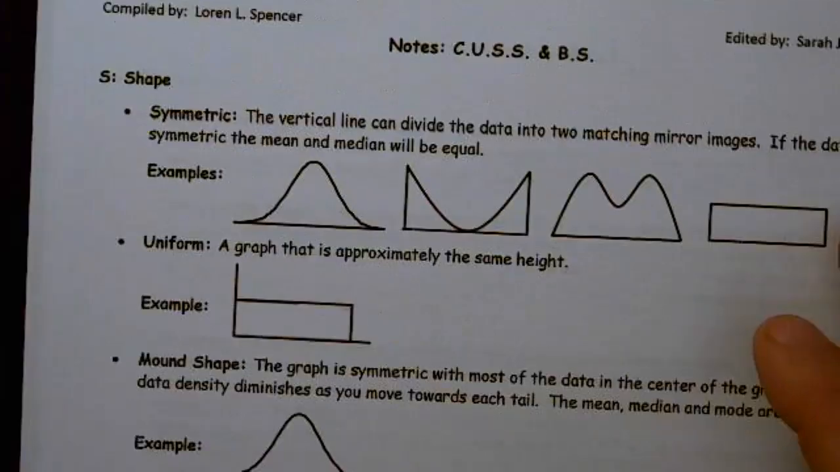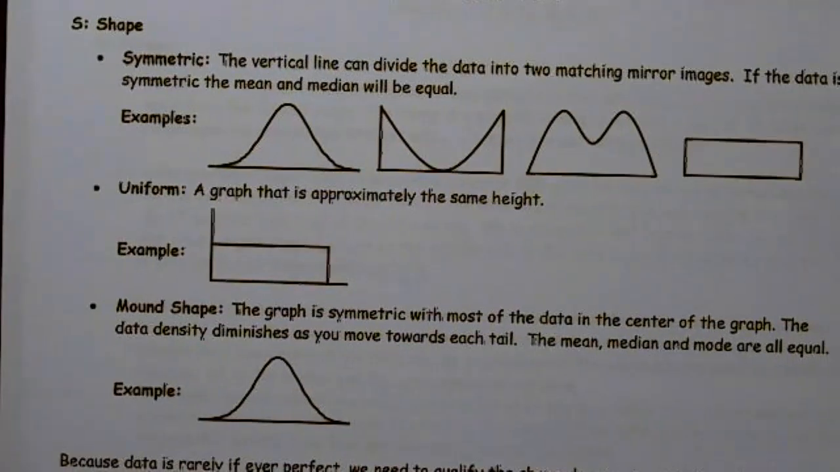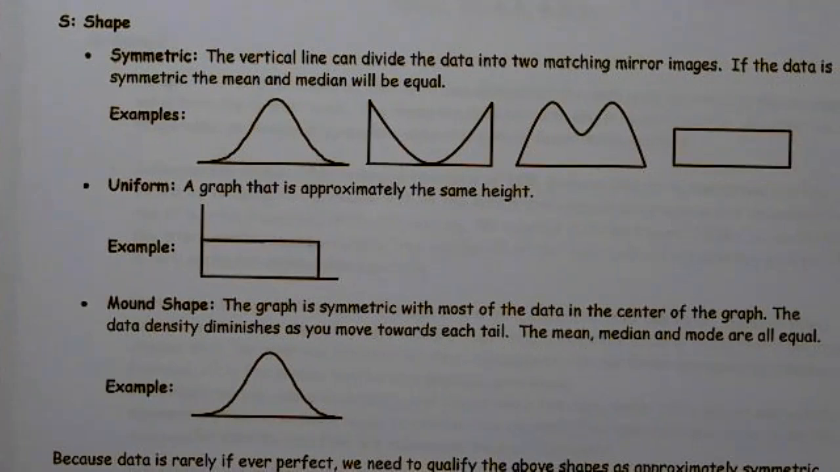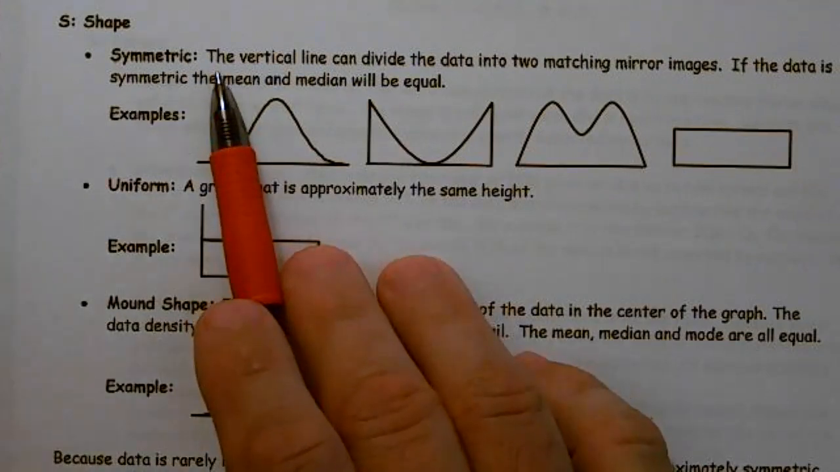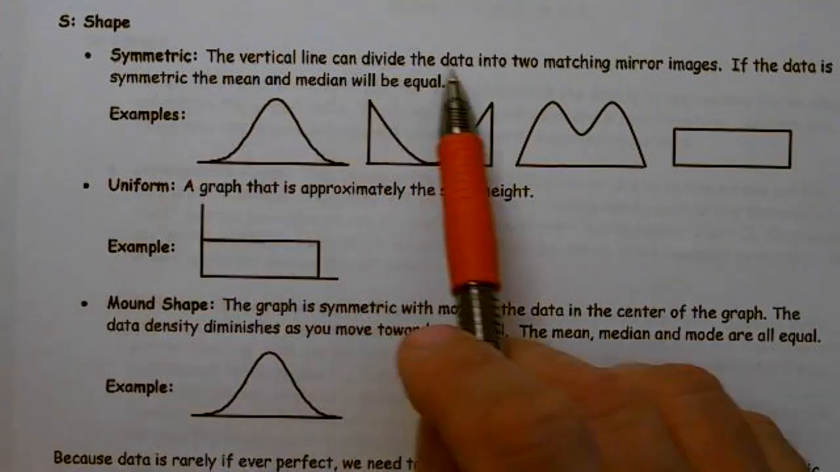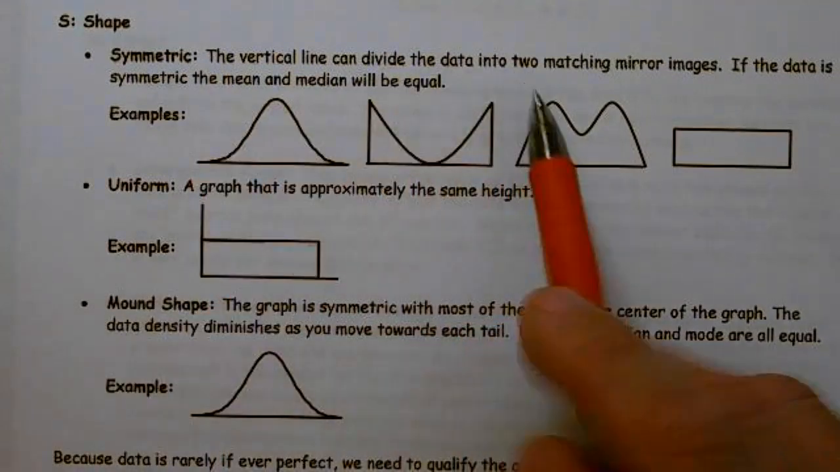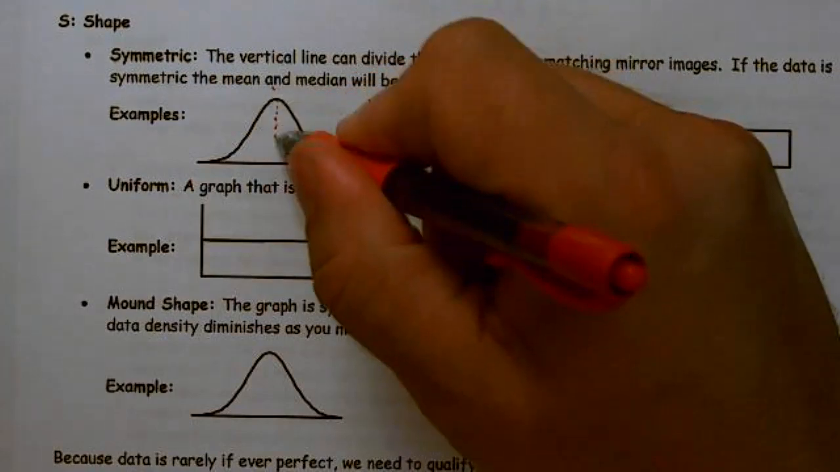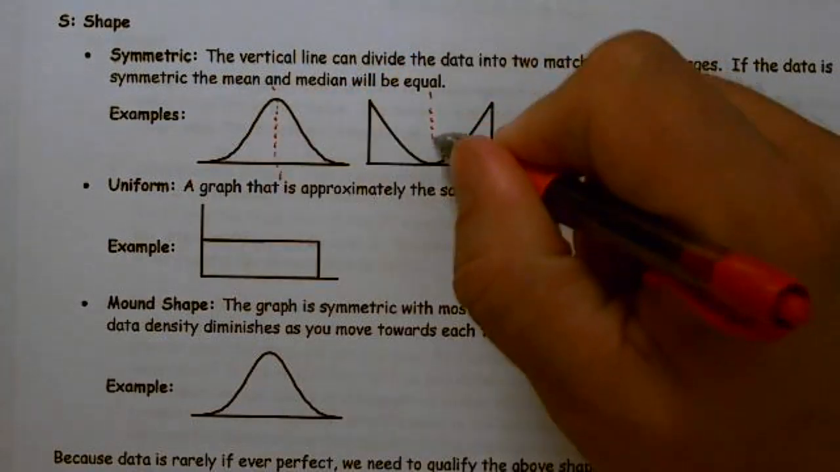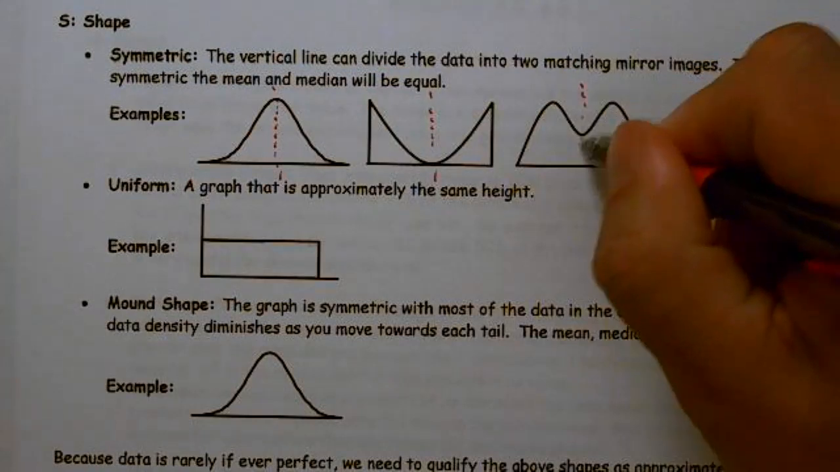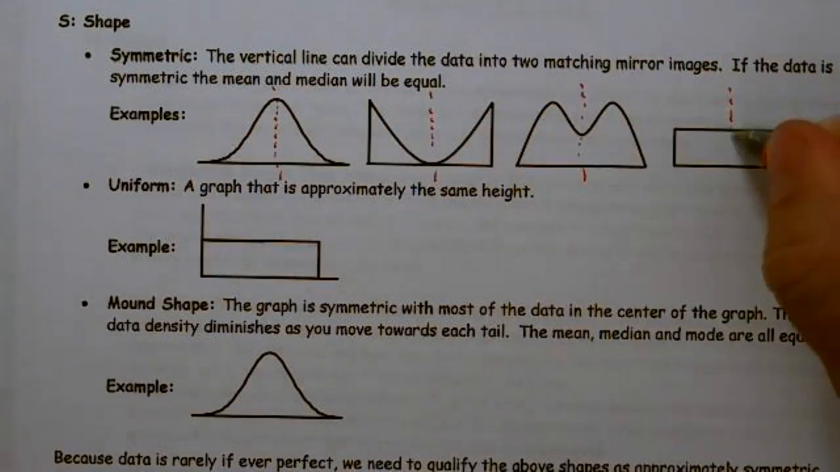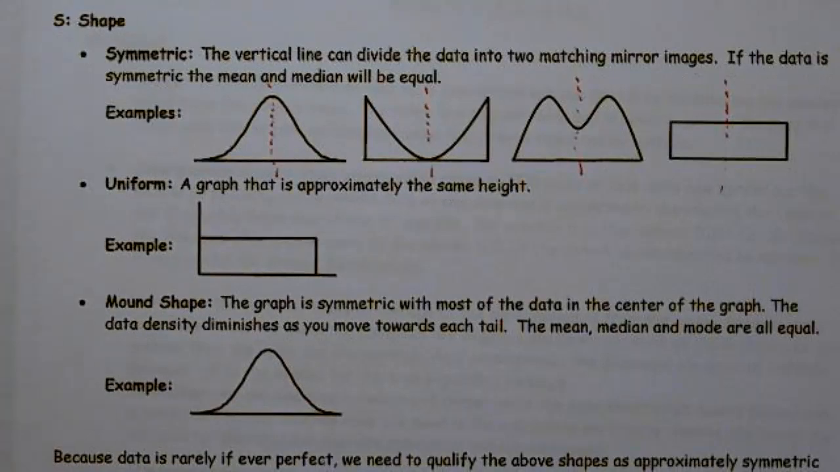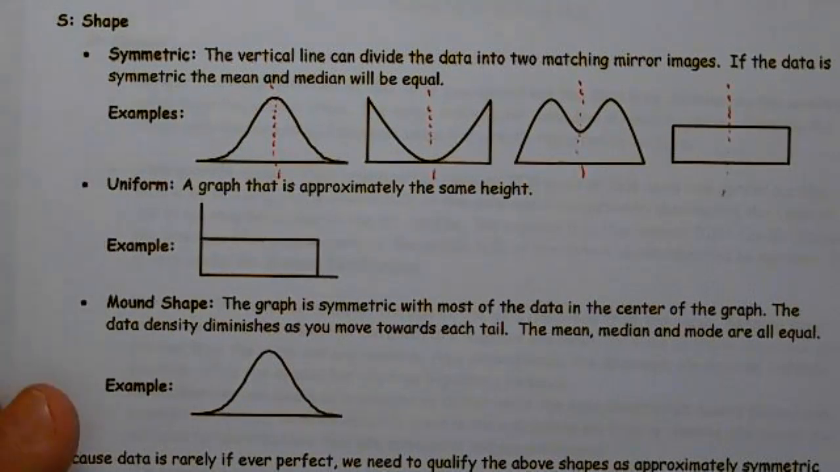Okay, so shape. We have lots of determinations for shape, and some of these shapes will fit into more than one group. If a shape is symmetric, that means we can divide it in half and get matching mirror images. If I drew a vertical line on each one of these, you can see that they would fold over on each other and get a mirror image.